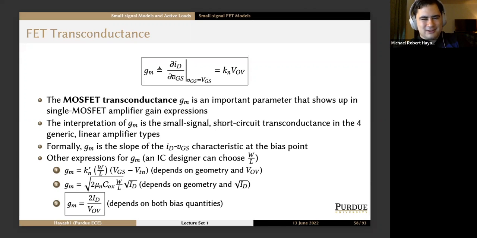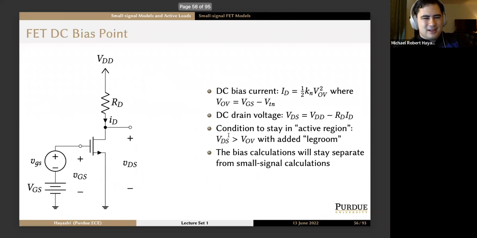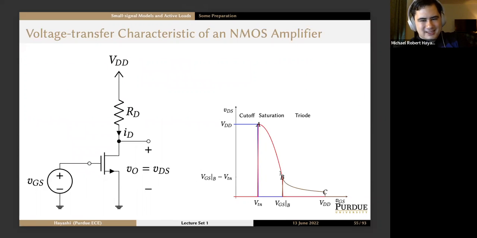If that's a little confusing to you, let me know. But the idea is that this is a voltage in, current out type of amplifier, and this parameter, little gm, is what characterizes it. Formally, little gm is the slope of the ID versus VGS characteristic at the bias point. If we go back to this graph and say we're biased at a point that's just above point B, then the slope at this point is what gm is.